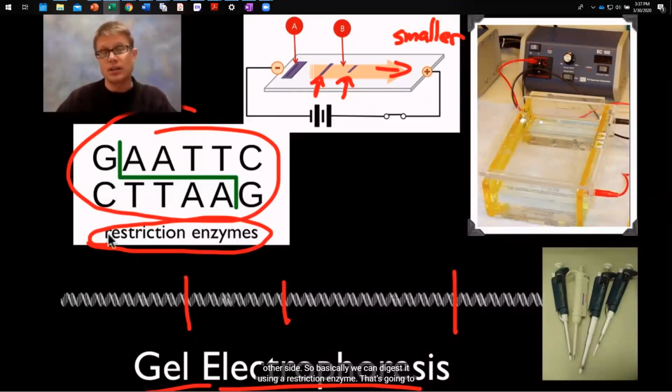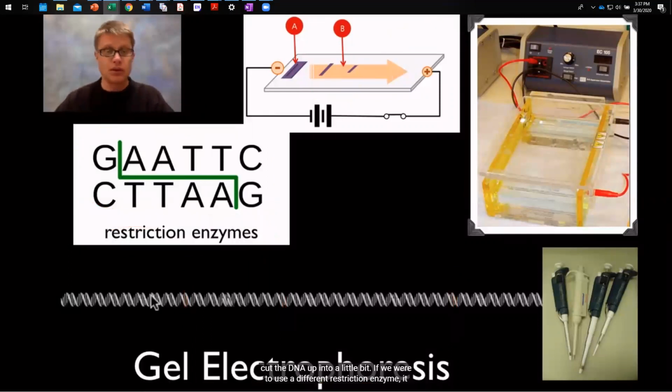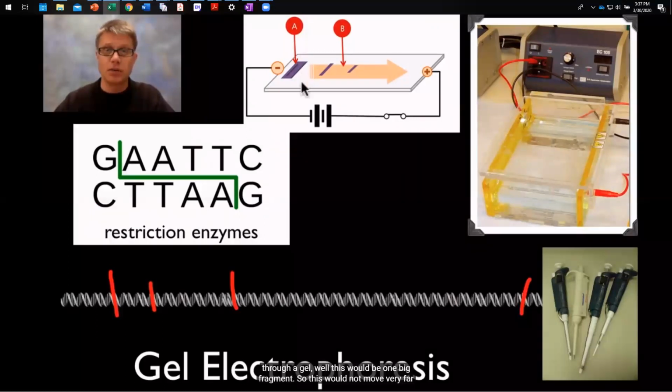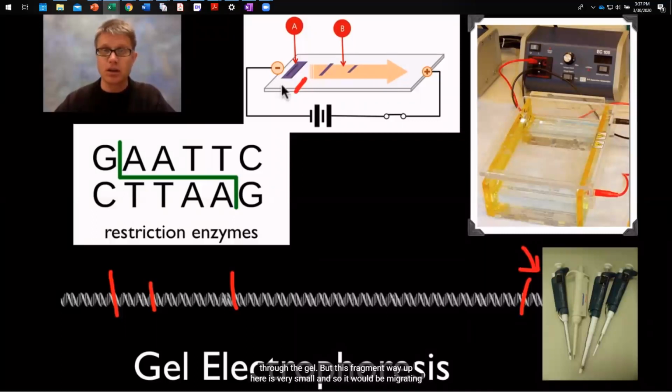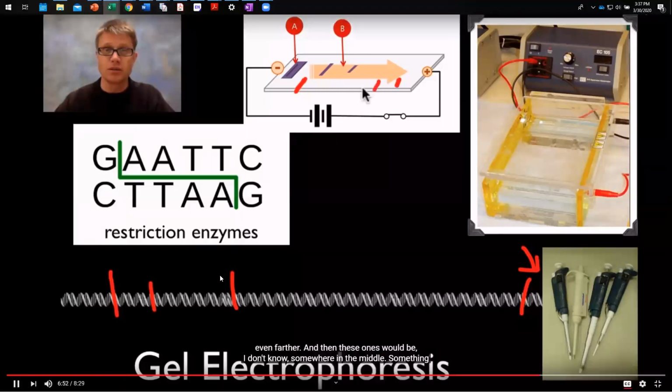So we can digest the DNA using a restriction enzyme that's going to cut it up into a few bits. If we were to use a different restriction enzyme, it would cut it up into smaller or different bits. If we were to run all of this through a gel, this would be one big fragment, so it would not move very far through the gel, but this fragment way up here is very small, so it would migrate even farther. And then these ones would be somewhere in the middle.